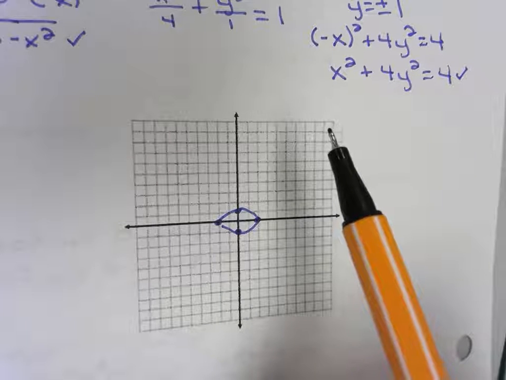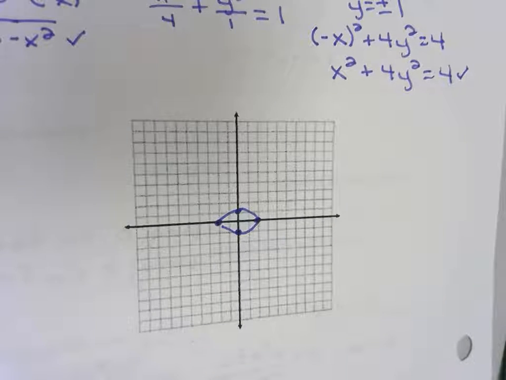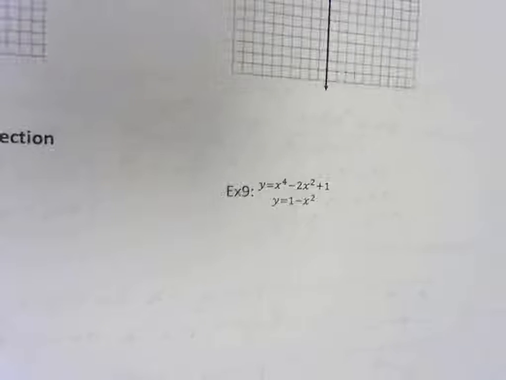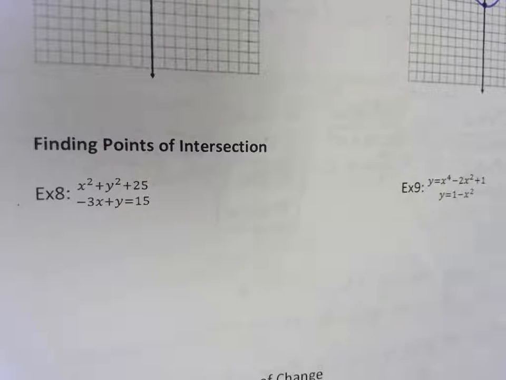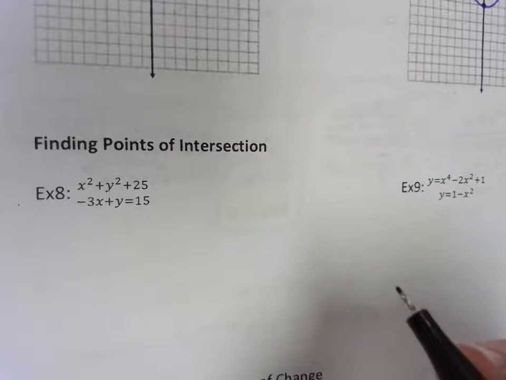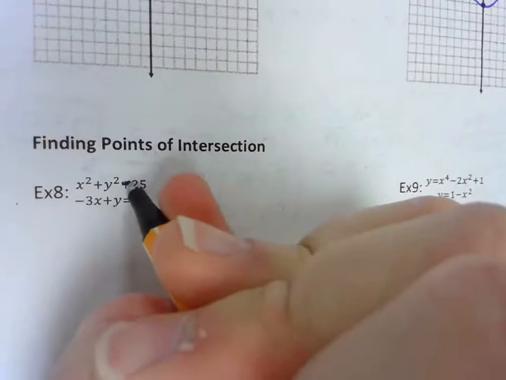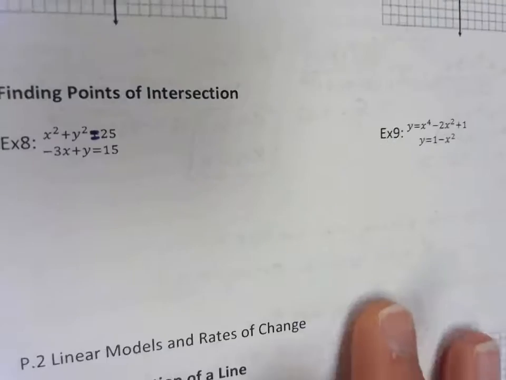Any other questions? Okay, let's look at points of intersection. Like I said, chapter 3 is just kind of going through random stuff. There's not a lot of this is all connected this way. It's just kind of random review. So points of intersection, this should be x squared plus y squared equals 25.